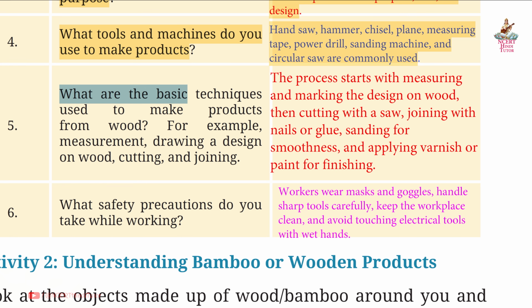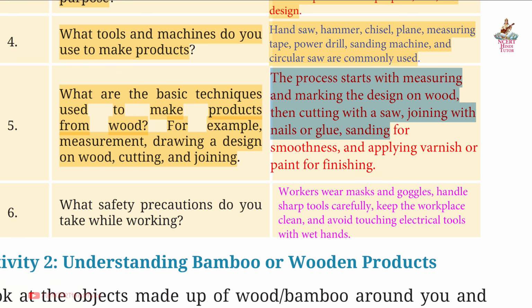Fifth, what are the basic techniques used to make products from wood? For example, measurement, drawing a design on wood, cutting and joining. Observation: the process starts with measuring and marking the design on wood, then cutting with a saw, joining with nails or glue, sanding for smoothness and applying varnish or paint for finishing.